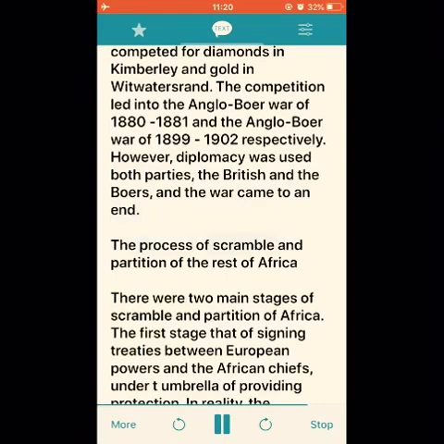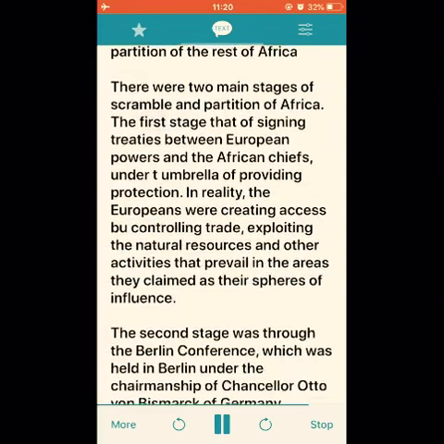The process of scramble and partition of the rest of Africa. There were two main stages of scramble and partition of Africa. The first stage was that of signing treaties between European powers and the African chiefs, under the umbrella of providing protection. In reality, the Europeans were creating access to controlling trade, exploiting the natural resources and other activities that prevail in the areas they claimed as their spheres of influence.